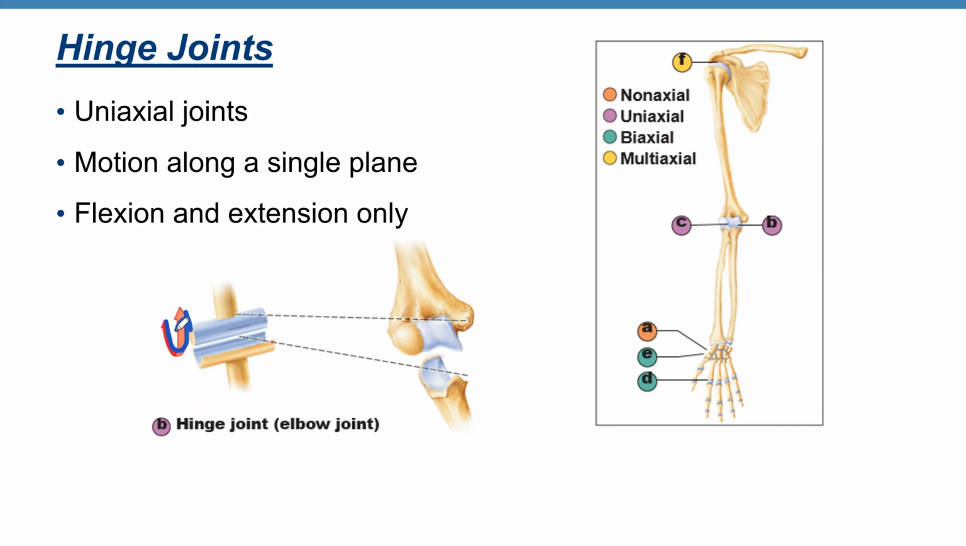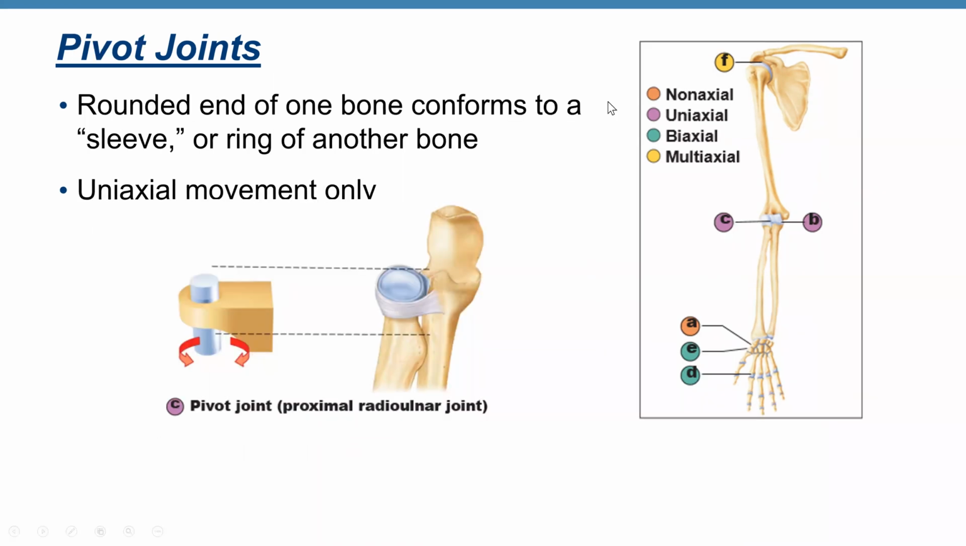So you can see that's your movement. You can flex and extend your elbow because of the hinge joint. Next is the pivot joint. A rounded end of one bone conforms to a sleeve or ring of another bone. It's uniaxial movement only. An example of a pivot joint would be the joint between C1 and C2 of your skull, that allows you to rotate your head right and left.